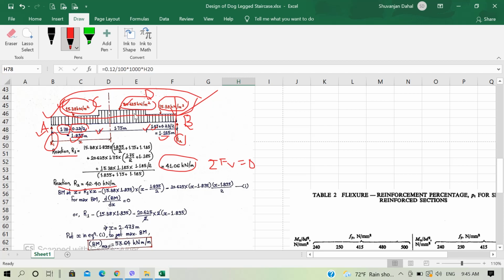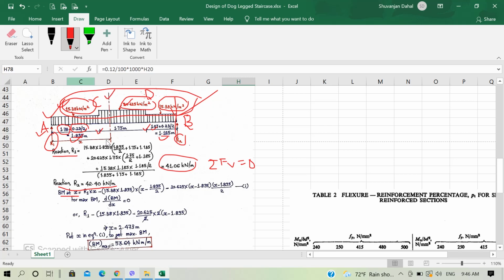Now we have to find the maximum bending moment in this section or in any section. We don't know where the maximum bending moment lies. If our load distribution was symmetrical, then we could say that the maximum bending moment would lie at the center of this section. But since it is unsymmetrical, first we calculate the bending moment at section X.